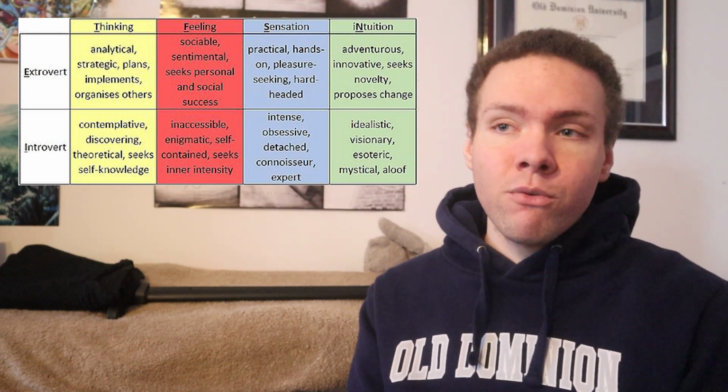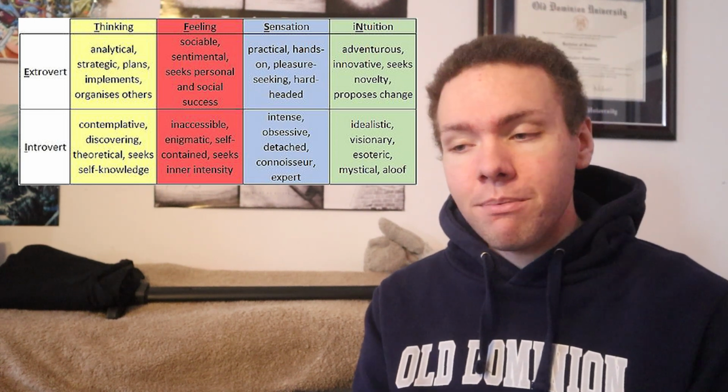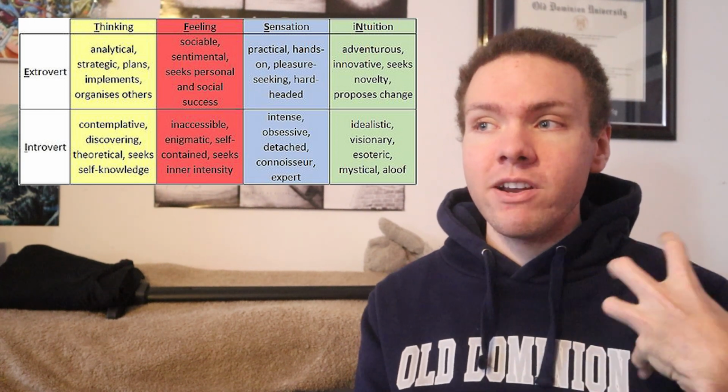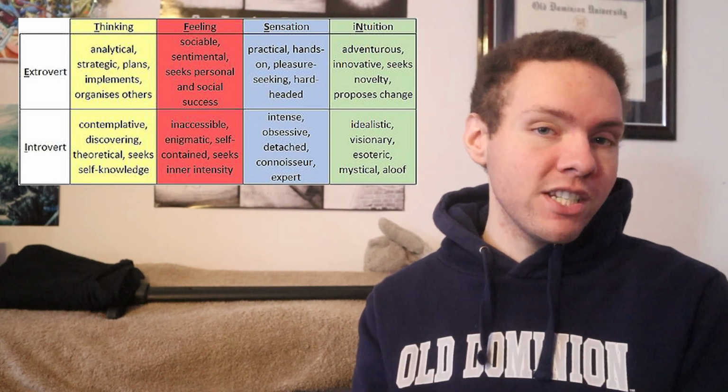Now, what Jung talked about with each of these types was how these people develop their primary function as their primary kind of interface for interacting with the world. So if you were an introverted intuitive type, that was going to be the first way in which you interact with and understand the world.